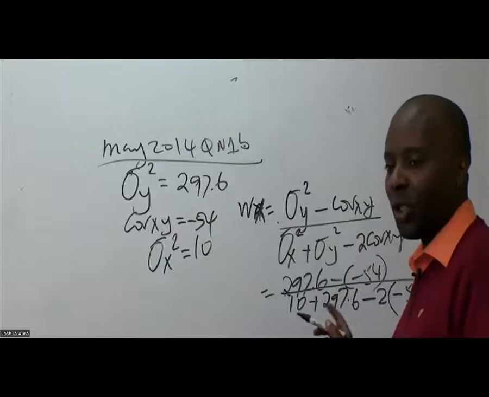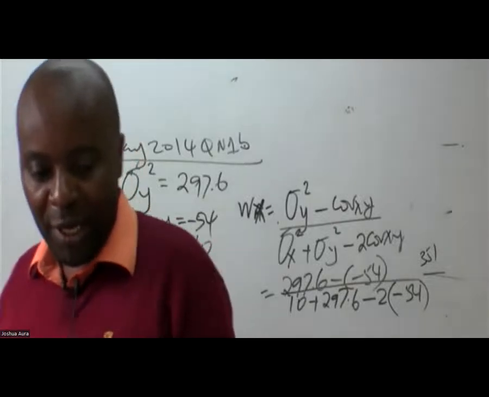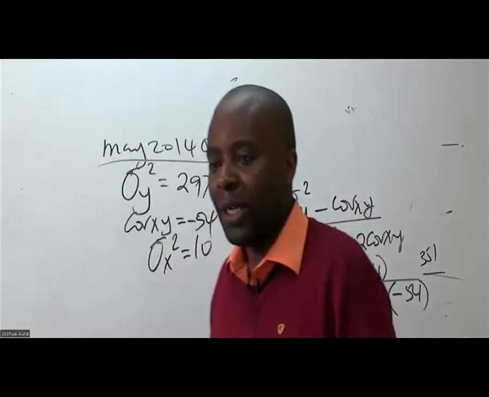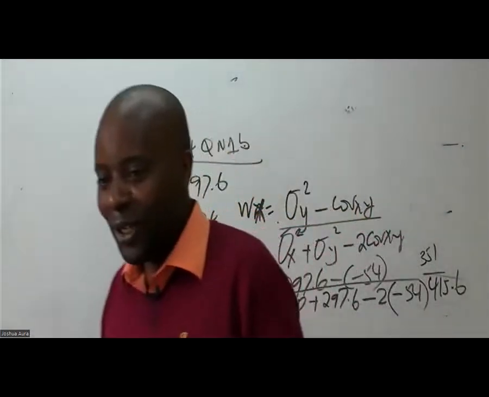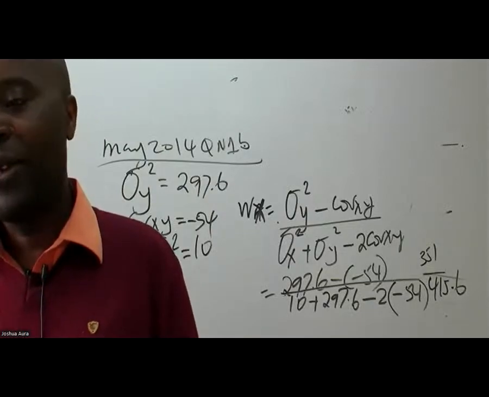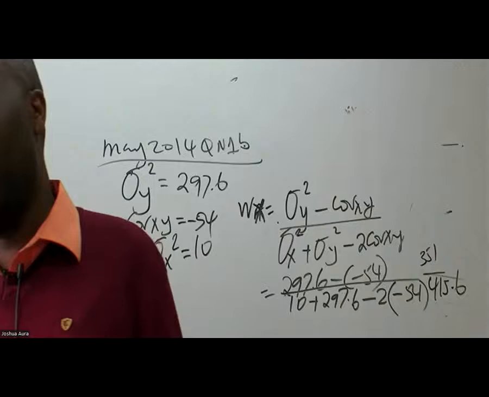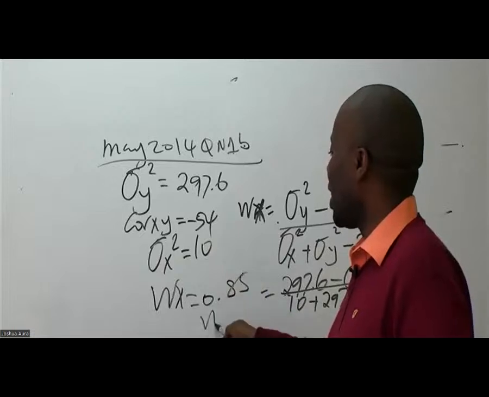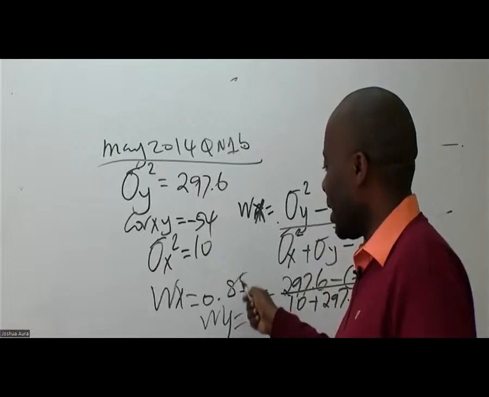All over the denominator, move slowly. Give me the denominator. We shall overcome. Don't worry. So then what do we have here as a denominator? It's 415.6. So at the end of the day, what will be the weight of X? 0.85. Now, once I get the weight of X, ladies and gentlemen, as 0.85, then we shall have the weight of Y, which will give me what here? I know it will be 1 minus this, which is 0.15.